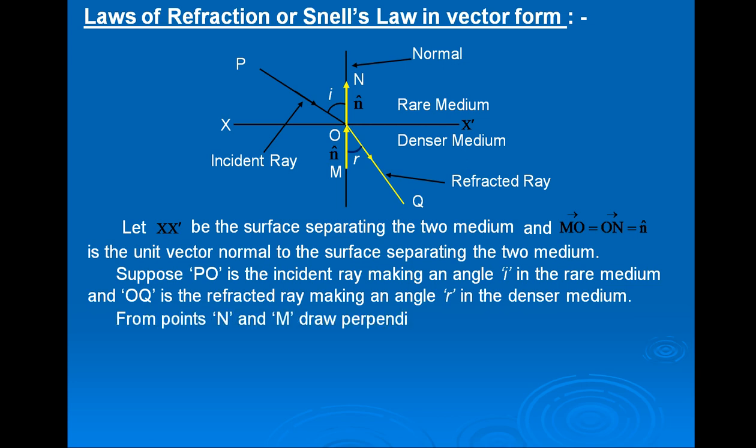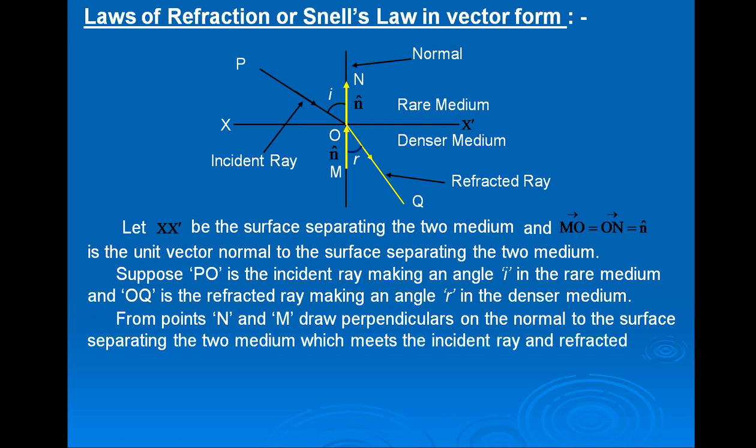From points N and M, draw perpendiculars to the normal to the surface separating two media, which meet the incident ray and refracted ray at A and B respectively. This is the perpendicular from M meeting the refracted ray at point B, and this is the perpendicular from N meeting the incident ray at point A.